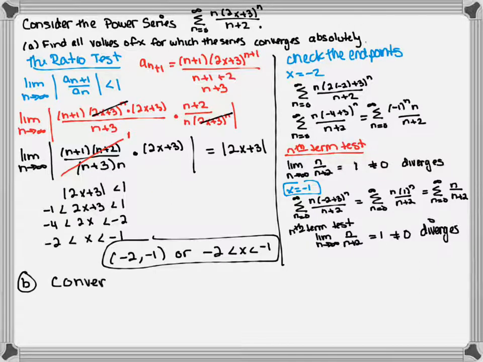Part B asks, where does it converge conditionally? There's no places that it converges conditionally because it diverges on both endpoints. Oops, so it should be none.